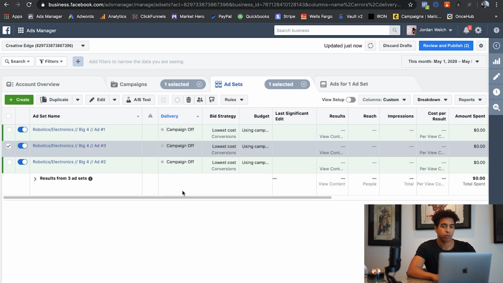All right, so this is a sample right here. You can see that there's 3 ad sets inside of here. They all have the same exact targeting and location, and they're targeting the big 4 countries, and they all just have a different ad inside of them.